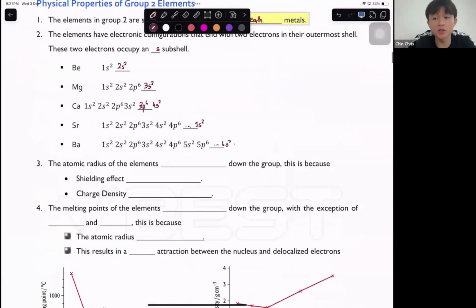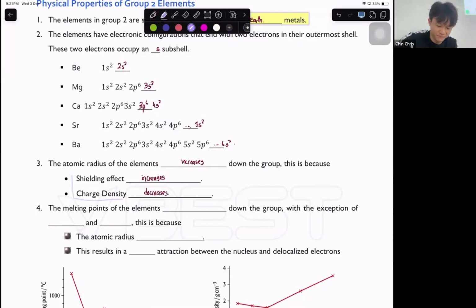All right, guys, now please tell me, atomic radius as it goes down, increases or decreases? Atomic radius as it goes down increases down the group, right? Why? What's the reason, guys? Shielding effect increases. Charge density. Good job. Guys, remember that, yeah?